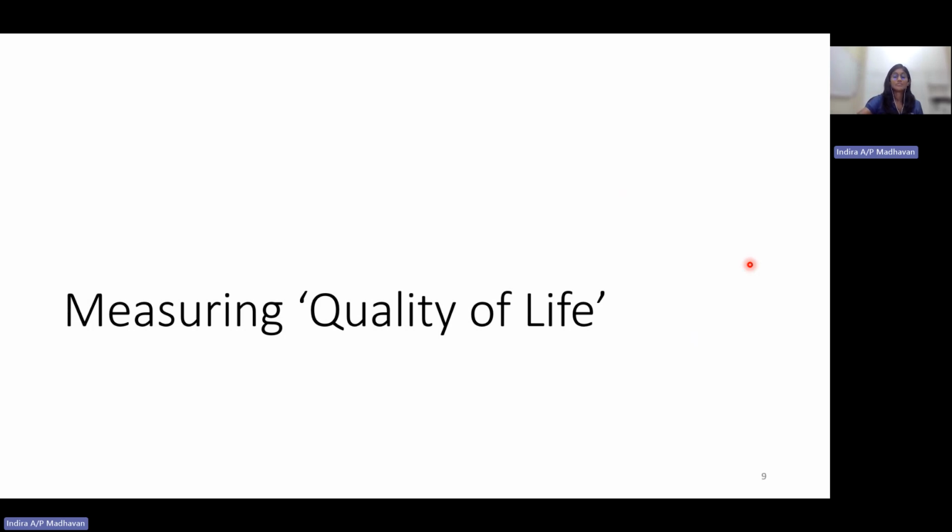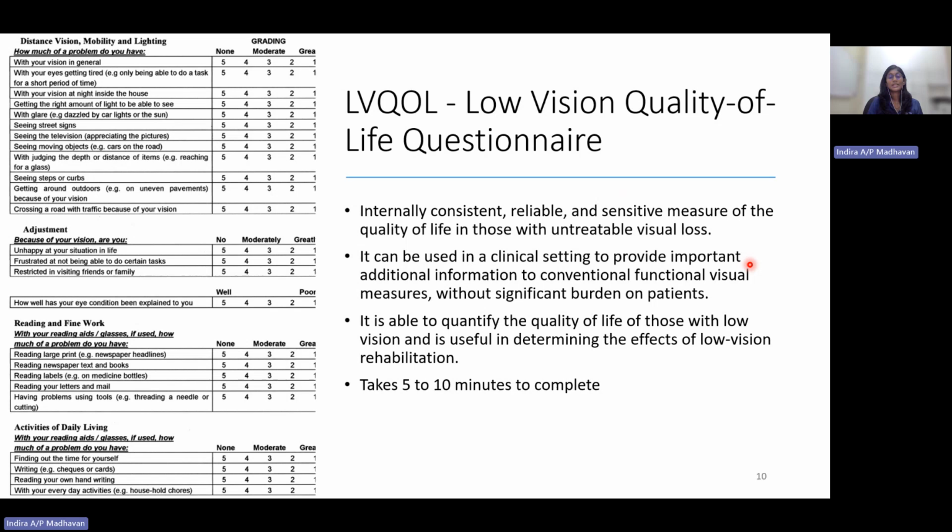So how do we measure the quality of life? Using a questionnaire. It is a validated questionnaire that is used worldwide, not only in Malaysia. You go to any country, and we are using this low vision quality of life questionnaire. Why does the patient need to perform this LVQOL questionnaire? Because it gives an idea of what kind of quality of life the patient is currently having.